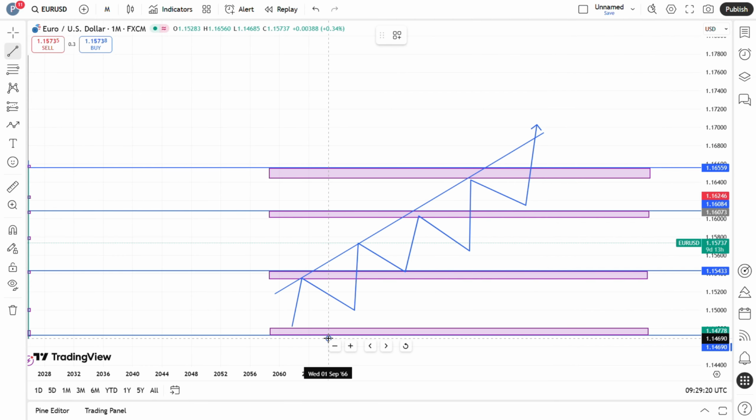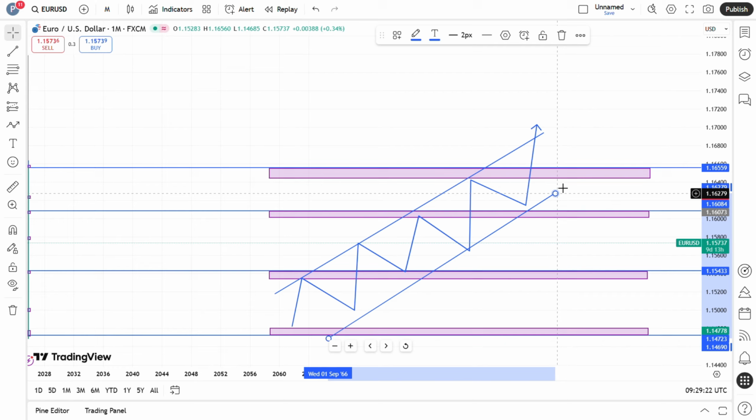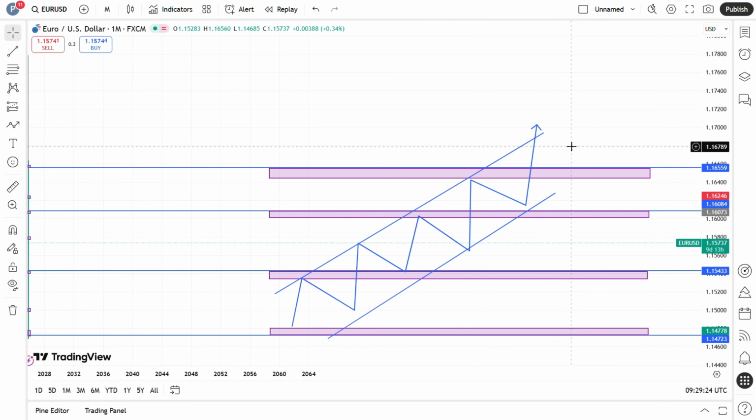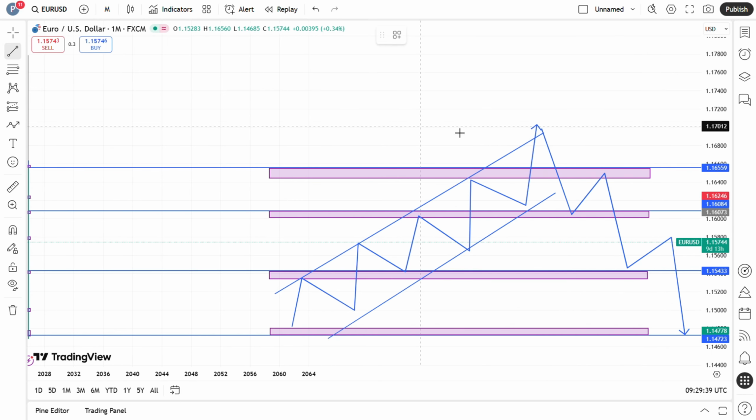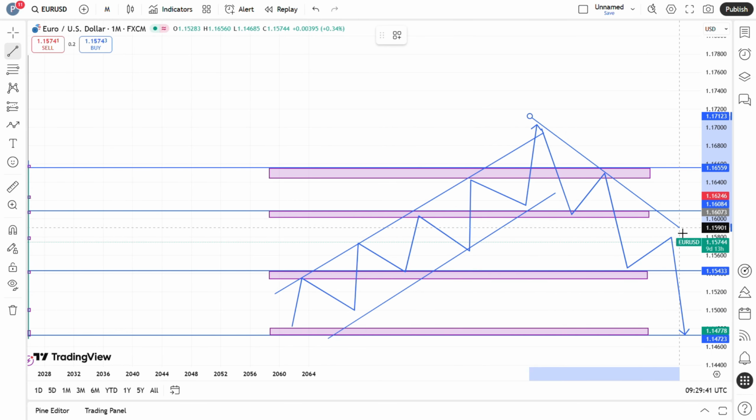Vice versa for a downtrend. The market will start from the top, it will go towards the downside. It creates new highs, new lows, new highs, new lows, and it'll just simply be a downtrend. That is how simple it is to identify an uptrend and a downtrend. All right.